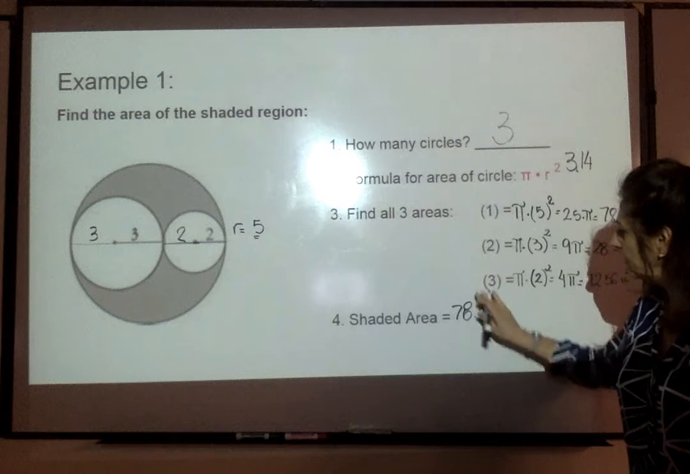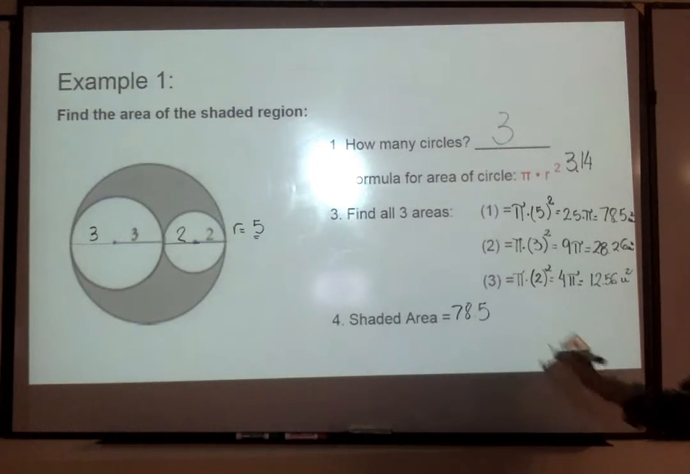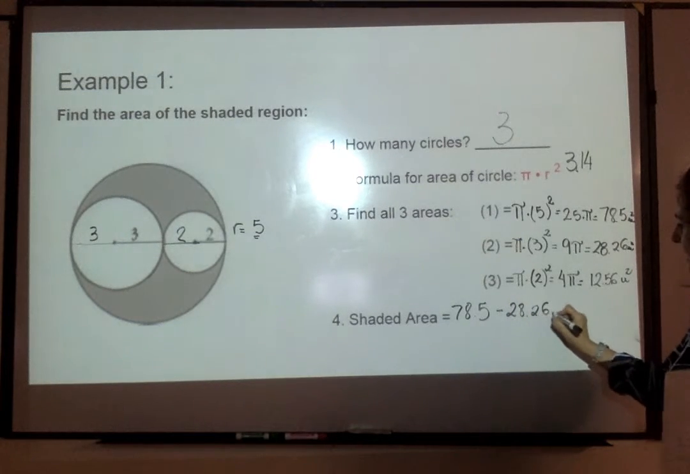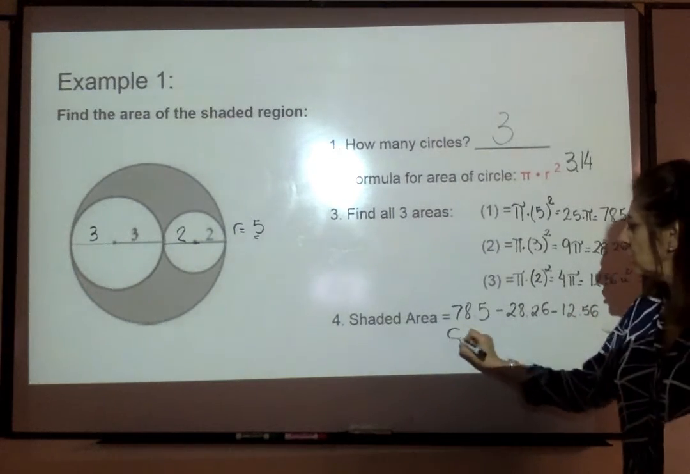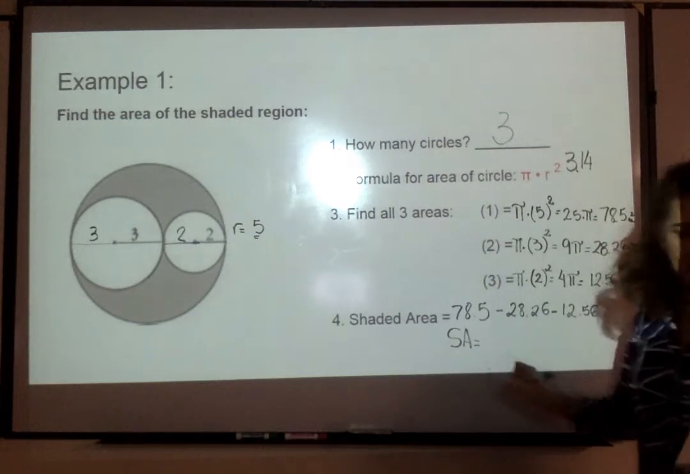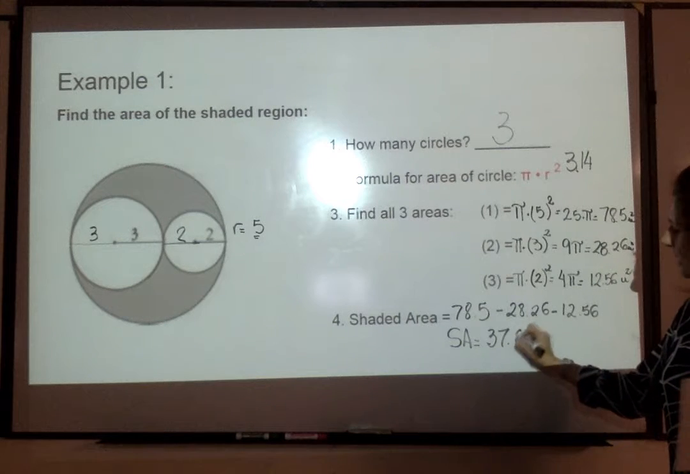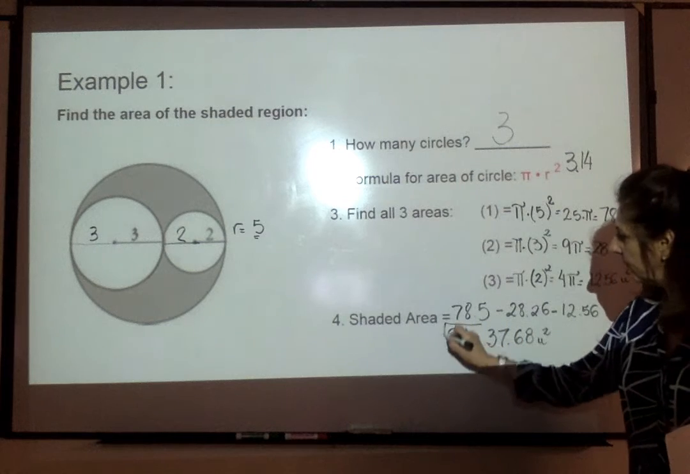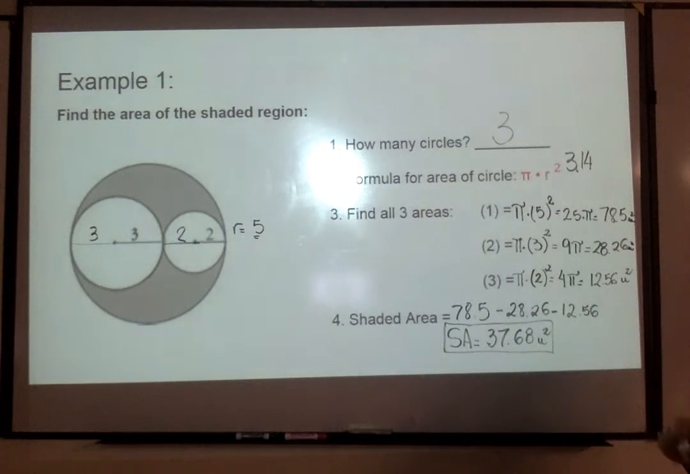78.5. Oh, this 8 doesn't even look like an 8. 78.5. I will take away 28.26, and I will take away also 12.56. So the shaded area is going to be 37.68 units squared. So don't forget to box your answer.